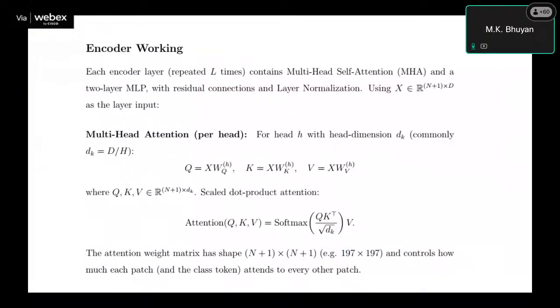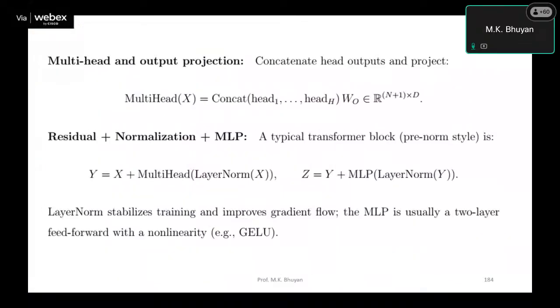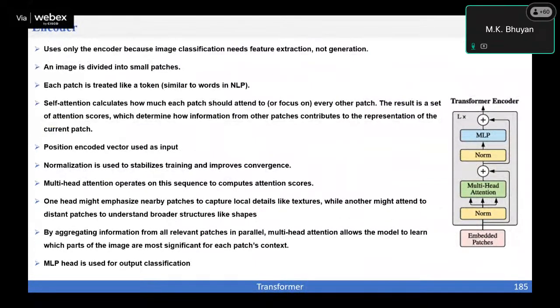So the encoder working, I am not going to discuss. And finally, we are considering the normalization and the multi-layer perceptron, MLP. We can consider multi-head also. So we have to consider multiple heads, and we have to do the concatenation of the heads, head 1, head 2 like this. So this is the structure of the transformer. Here the decoder is not important because we have to consider the classification problem.